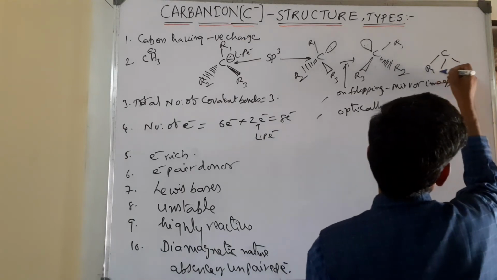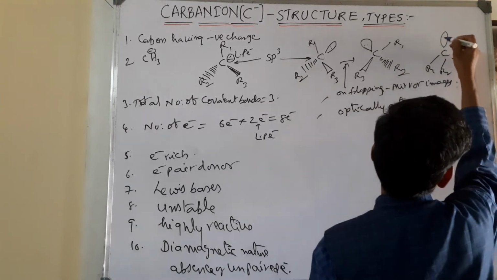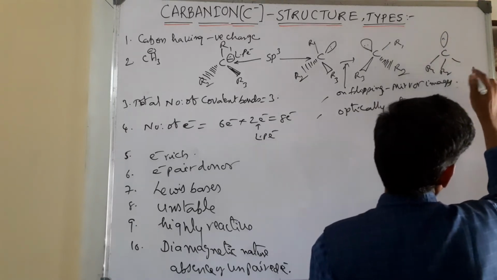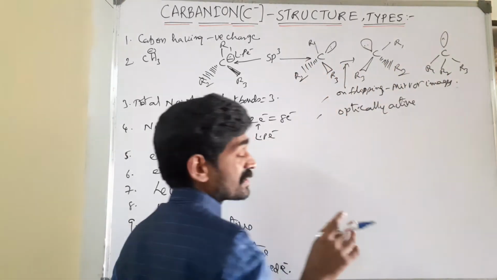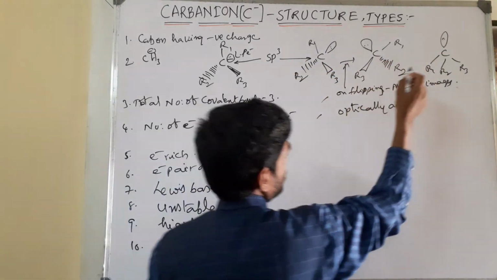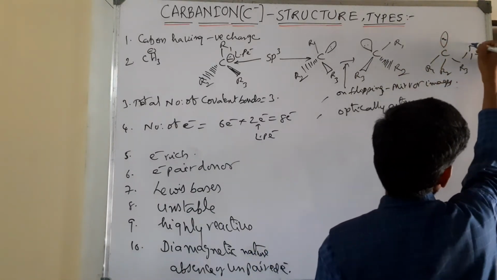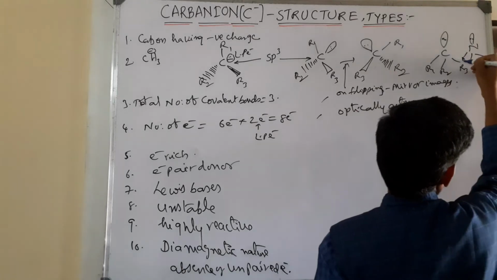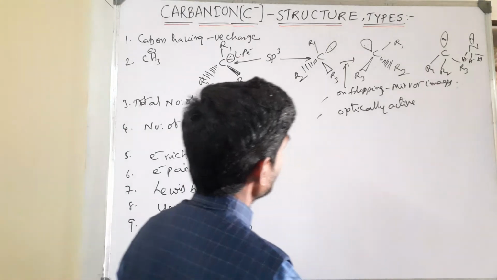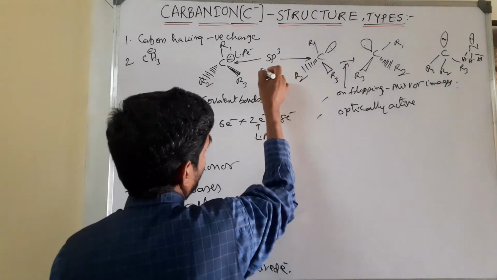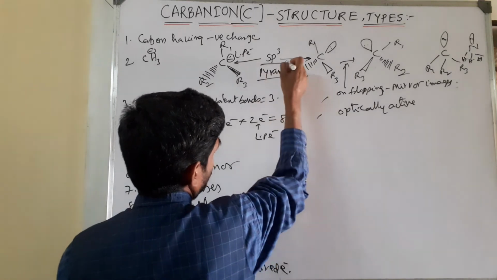This is R1, R2, R3, and a lone pair is present. So the geometry of the molecule is pyramidal. It is sp3, but it is not tetrahedral because a lone pair is present. It is like an ammonia molecule, where this is a lone pair and hydrogens are there. Here nitrogen undergoes sp3, like that here the carbon also undergoes sp3 and has trigonal pyramidal geometry. Is it clear?